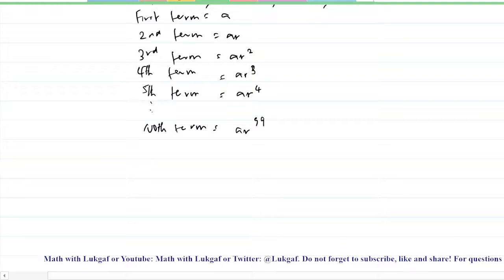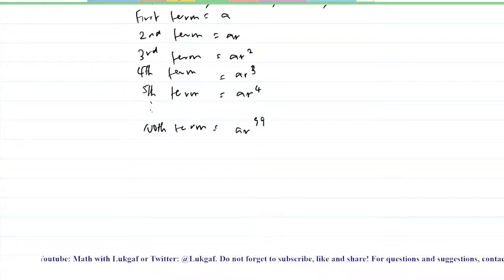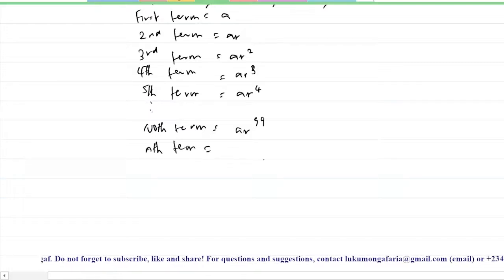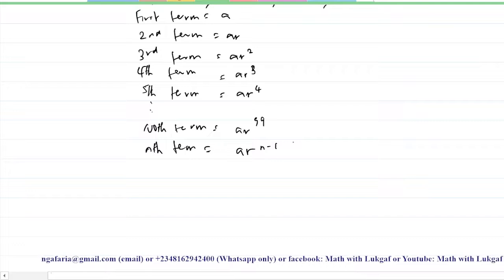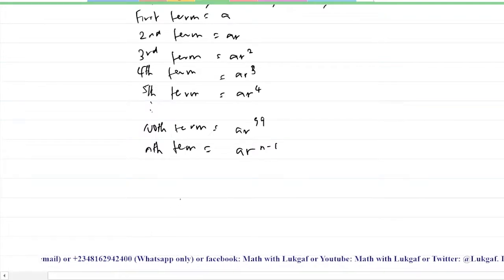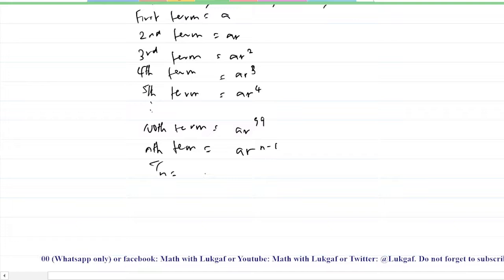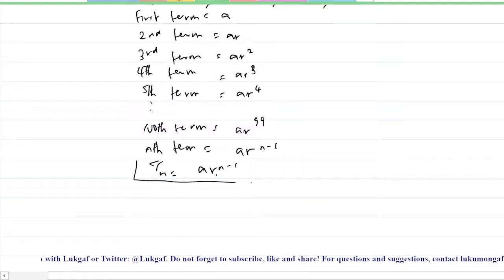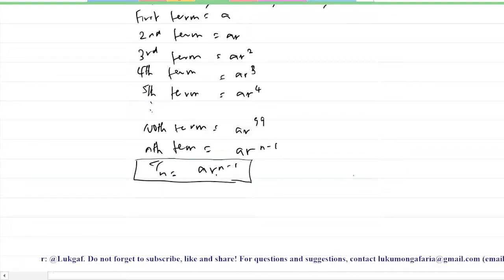Okay, now what if you want to find your nth term? And don't forget, your nth term is the same thing as the last term. Your nth term will be AR, and don't forget, you subtract 1 from the number of terms to obtain your index, n minus 1. So in essence, the nth term of a GP is given as AR raised to power n minus 1. This is the formula you can use to find any of the terms in the GP.